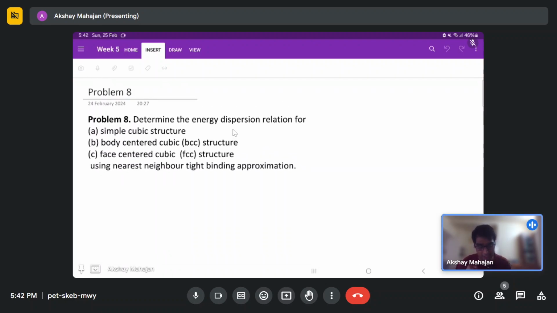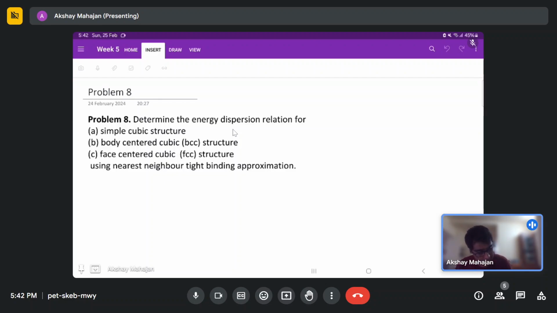Okay, so let's start with our last problem of the session, problem number 8. Again we have to determine the energy dispersion relation, now for the 3D case. We have to find it for the simple cubic structure, the body centered cubic (BCC) structure, and the face centered cubic (FCC) structure using the nearest neighbor tight binding approximation.